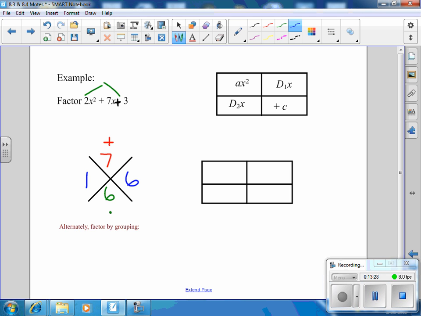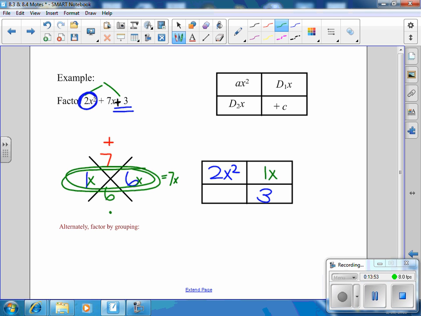So once we know that, we can fill out our whole diamond table. Remember that this first thing goes in the first box, and then the last thing, positive 3, goes in the last box. And then you can split up this 1 and 6 however you want, as long as you give it a variable, because that's 1x plus 6x, that gives us that 7x. So 1x, let's put here, and let's put 6x there. Remember, it doesn't matter which way you put it.